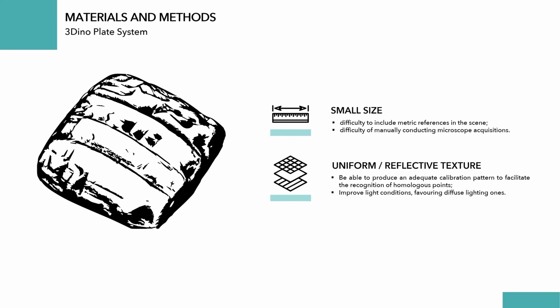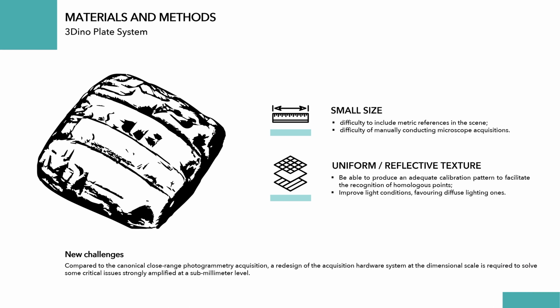Digital close-range photogrammetry exploits several photos taken from different viewpoints for accurately measuring objects and building a digital 3D model. One of the critical issues, especially at submillimeter level, is the need to include in the scene metric references or calibrated objects for optimization, alignment, and scaling procedures.